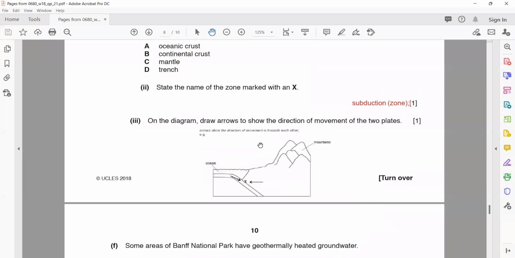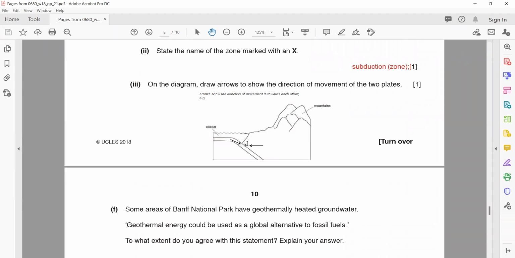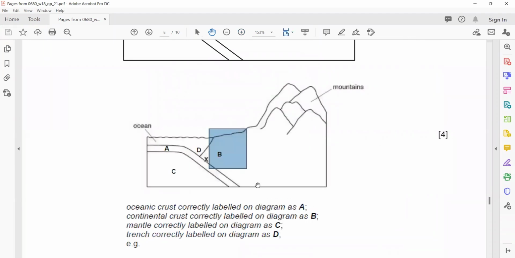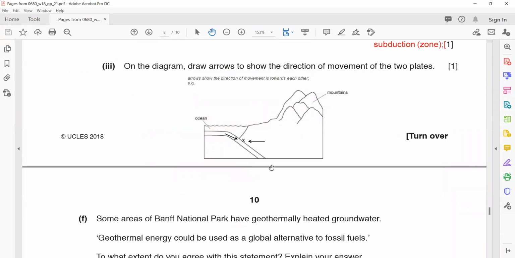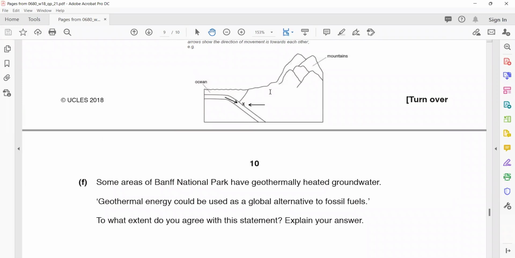And here they show how the plates are moving. They are moving towards each other. In the marking scheme you can also find this, and I just copied from there. This is a picture to make it more clear.